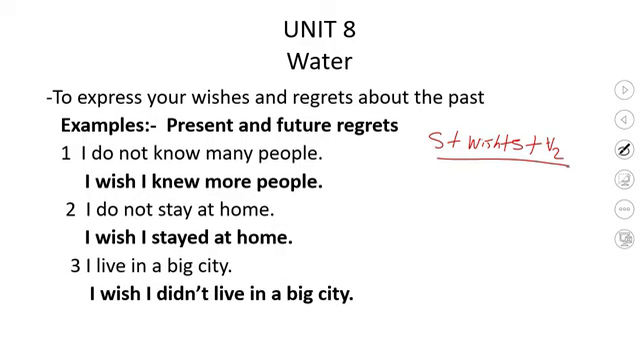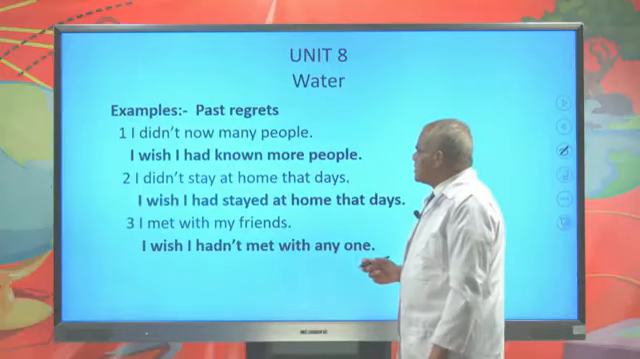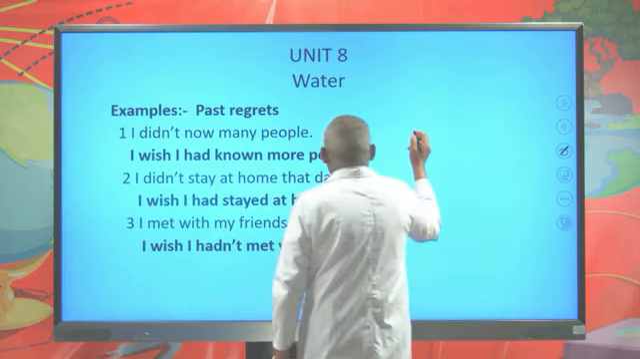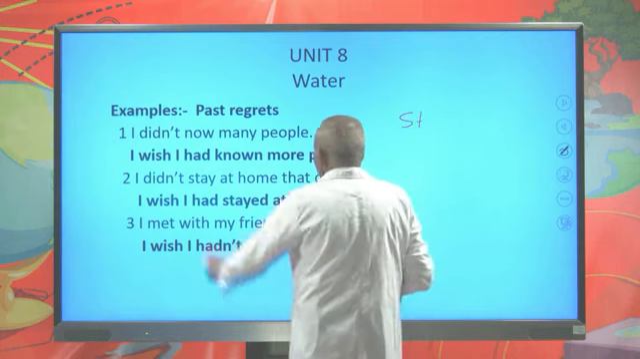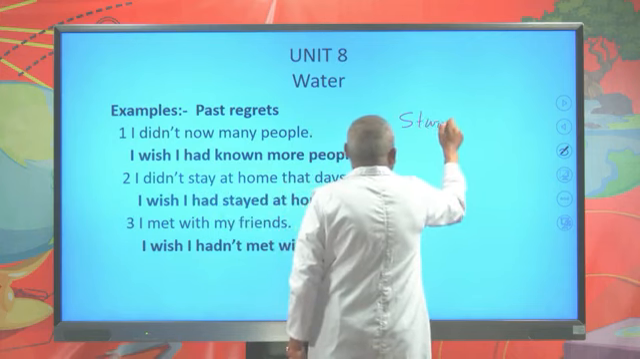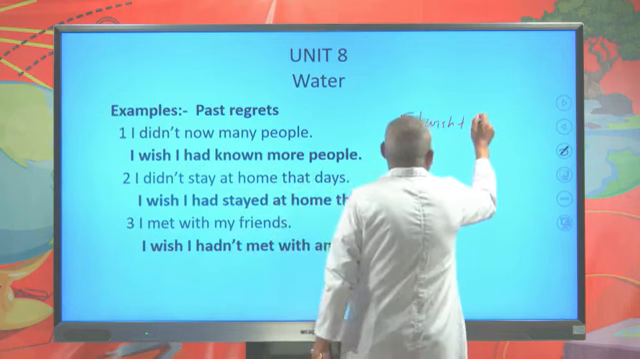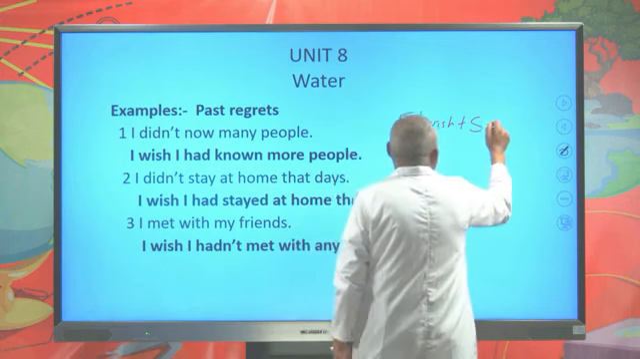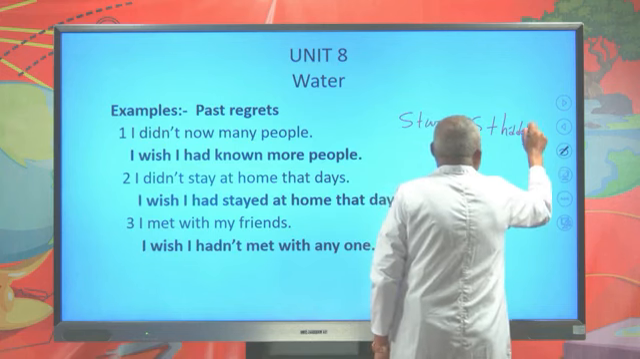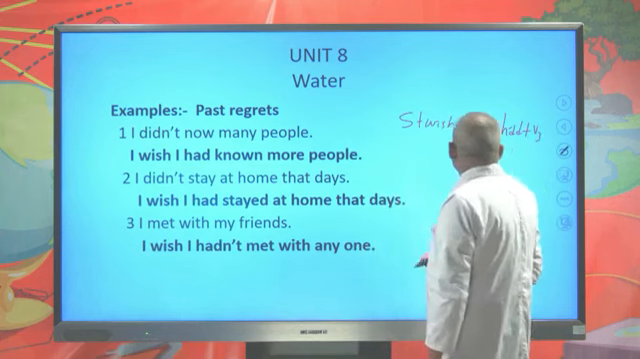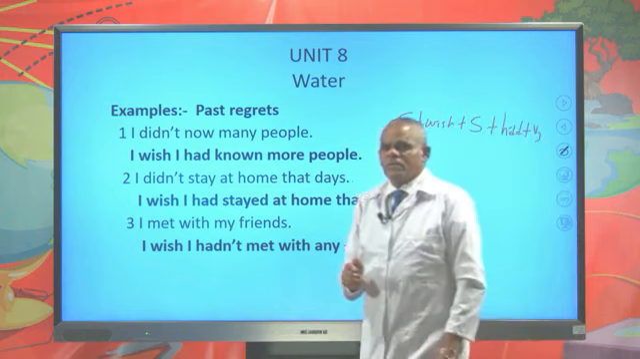Let's take past regrets again. What do past regrets look like? Similarly, I would like to show you that for past regret, in the wish structure, we usually put it like this. Subject, wish, that is common for all. And then what comes next? Subject again. And then what comes next? Had plus V3 form. That is past perfect tense. So in such a case, when you use the wish structure, you have to use this form.